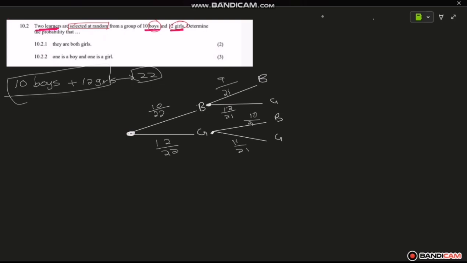So this is our tree diagram. But it's very important for us to indicate, so that we'll be able to solve 10.21 and 10.22, that we have BB, BG, BG, and GG. I hope it makes sense. If you understood the first one, you'll understand this one. So BB, boys and boys, boys and girls, boys and girls, and girls and girls.